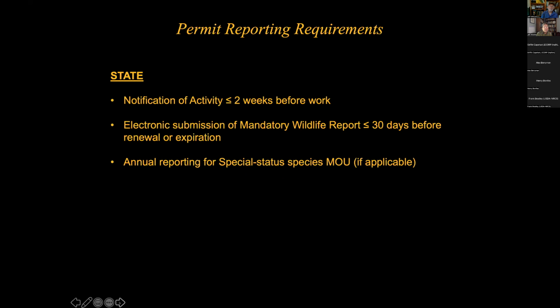For the state, they have similar things, but they're different. So you have to notify them within 2 weeks before you start work. There is a mandatory electronic submission, a wildlife report that you have to submit within about 30 days of renewal or expiration. And then there's annual reporting for your MOU. The frustrating and sort of sad thing is there aren't templates for all of these things. You're really going to have to ask someone for help or give it a shot and do your best.